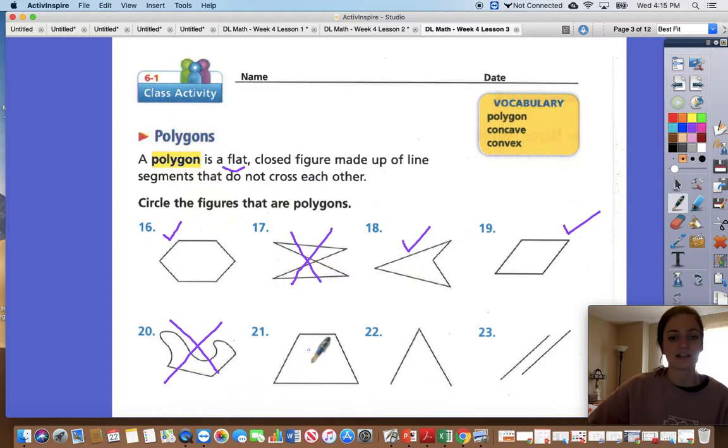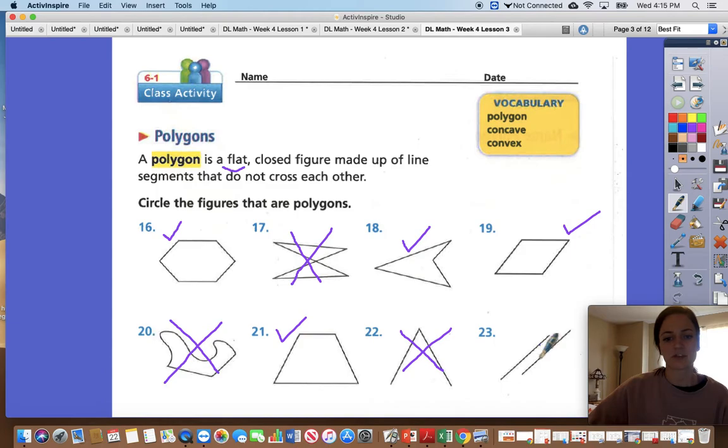Okay? Let's look at our next one, number 21. Is it flat? Yes. Is it closed? Yes. Is it made up of line segments that do not cross each other? Yes. So this one is a polygon. Number 22, is it flat? Yes. Is it closed? No. Do you see how it has a big opening side? So this one is not a polygon.